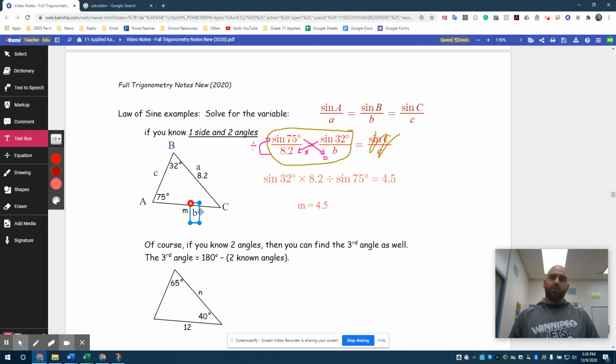Our value of m is equal to 4.5. Now, this is using sine law and the idea of common ratios to be able to solve. And when we have two common ratios, so two that are equal to each other, we can cross multiply and divide to solve for that.